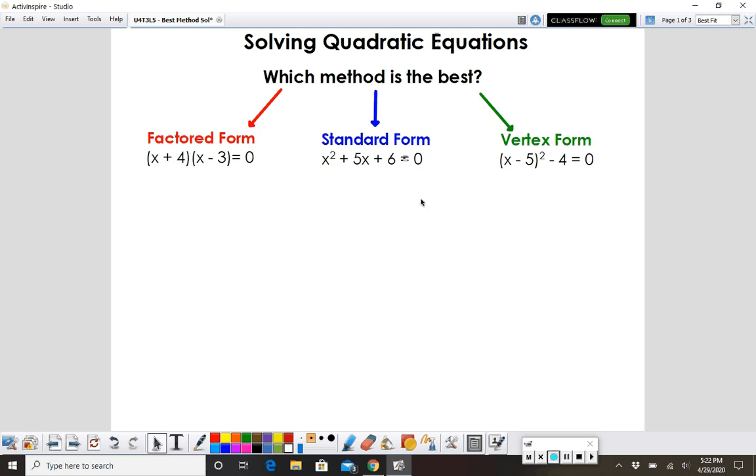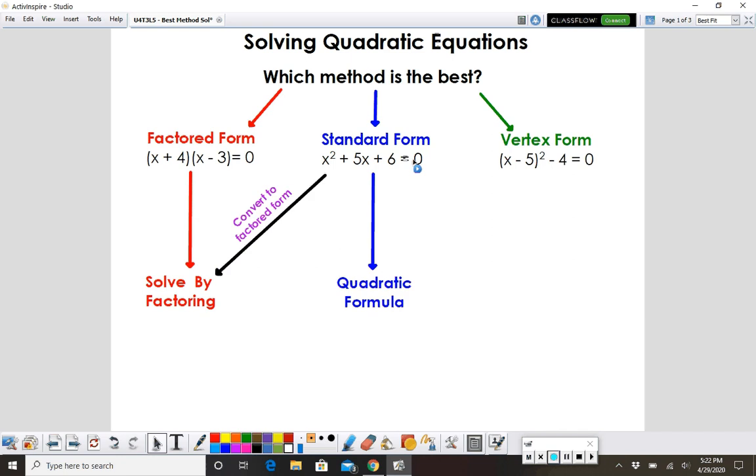Each form has a way that's a little bit easier to use with that form, but you do have some choices also. If you have a factored form equation, then most likely you're going to solve it by factoring. If you have a standard form equation, you have 2 options. You could either use your quadratic formula, or you could convert it into factored form and then solve it by factoring. And then finally, vertex form, you could either solve it using your square root method, or you could convert it to standard form and again solve it using your quadratic formula.